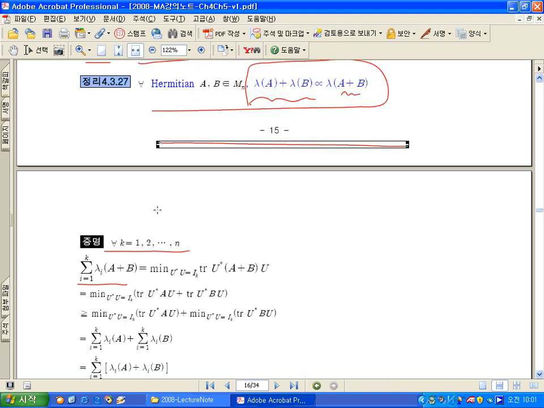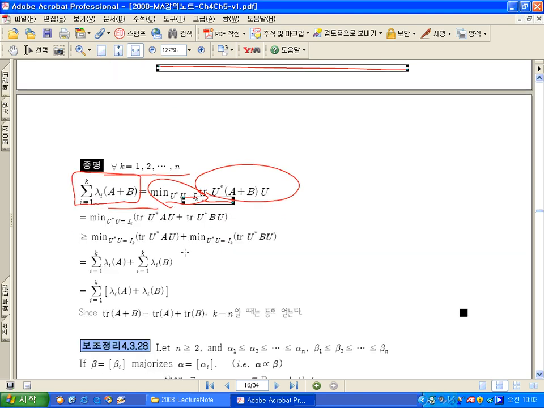If you arrange the eigenvalues of A, B, and A plus B in the increasing order, then the summation of eigenvalues of A plus B from i equal to 1 to k is the minimum of trace of U star (A plus B) U, because eigenvalues are preserved by unitary similarity, with the restriction on the unitary similarity.